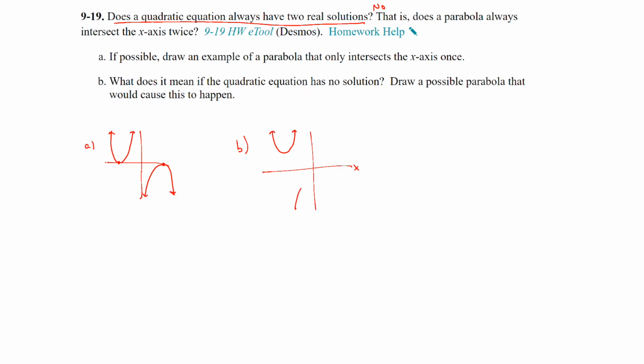You could go and do something like this. Now it crosses the y-intercept, but it doesn't cross the x-intercept, so both of these would be considered no solutions. There are no values of x that make y equal to 0.